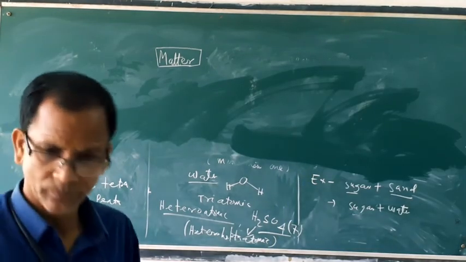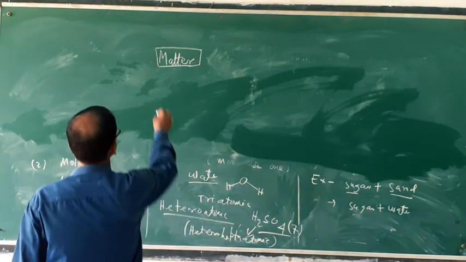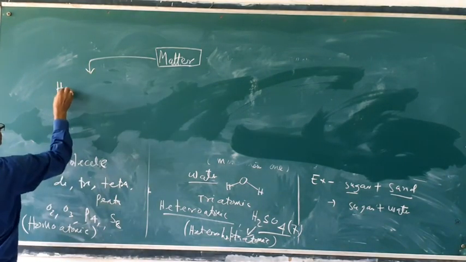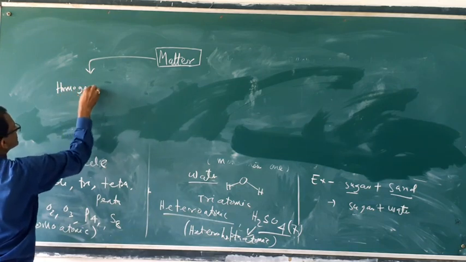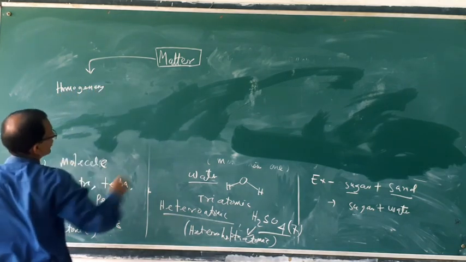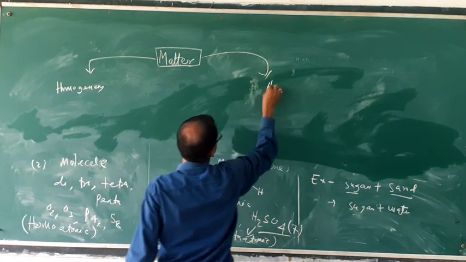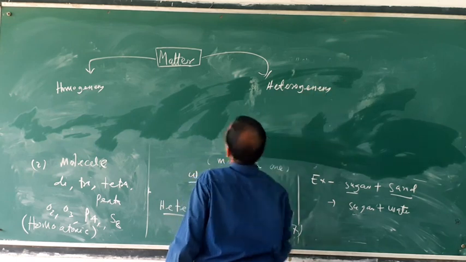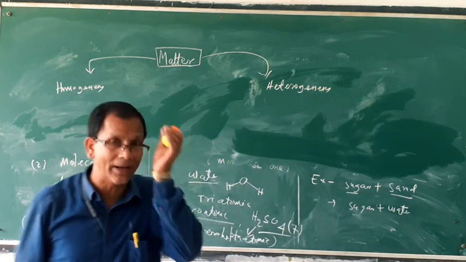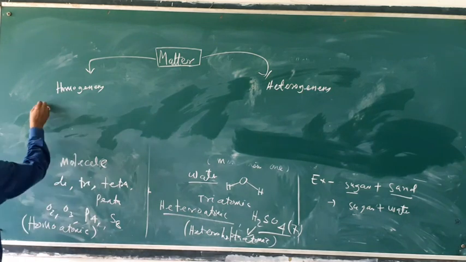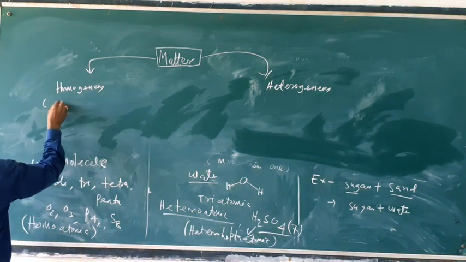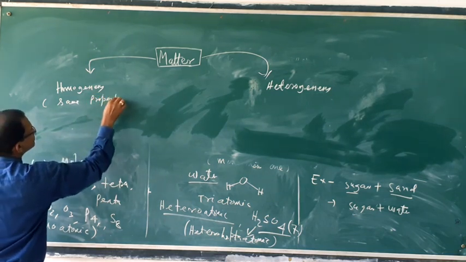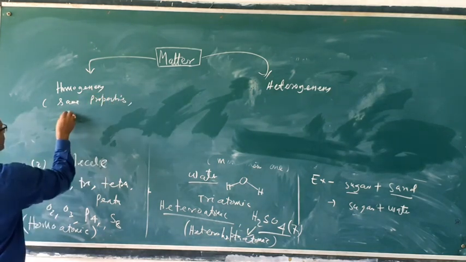It is matter, two types. One is homogeneous or heterogeneous. Homogeneous means equal properties. Homogeneous means same properties, same composition.